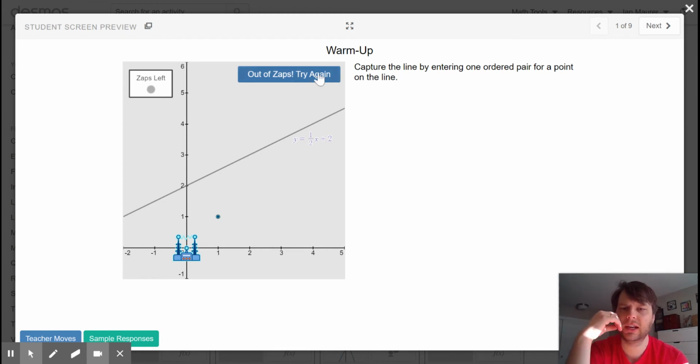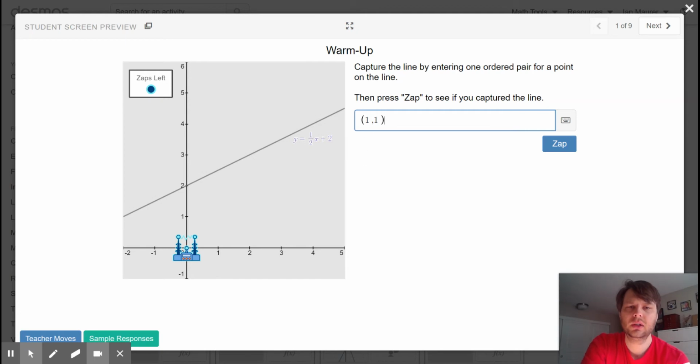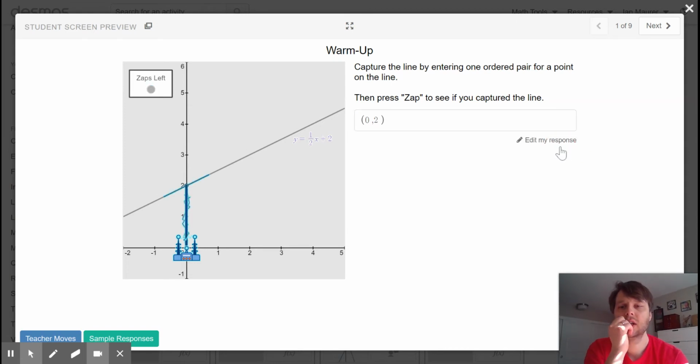So I'm trying to hit the line. So I'm looking for somewhere that's right on the line. They gave me the equation right there also, y equals a half x plus 2. I see that y-intercept of 2, so I can type in 0, comma 2. I zap the line. So far, so good.